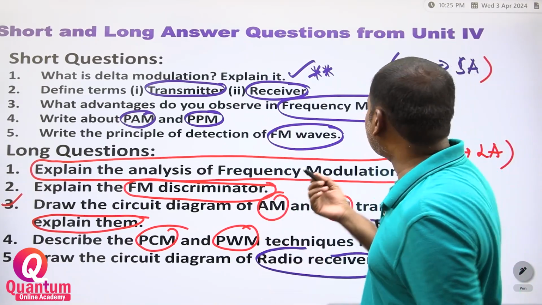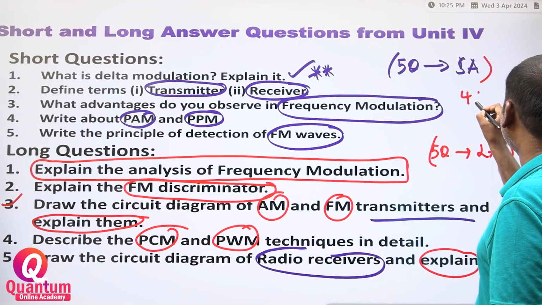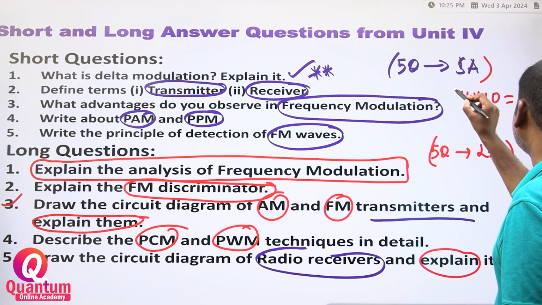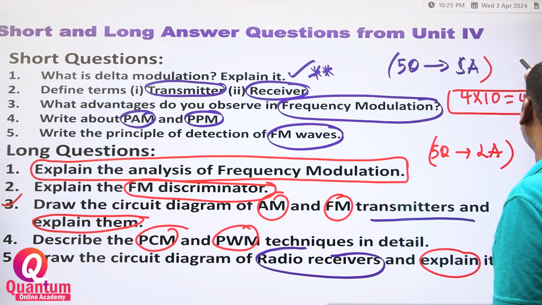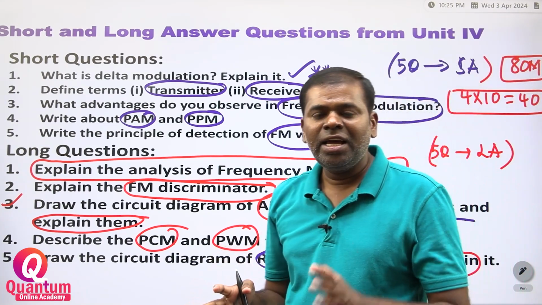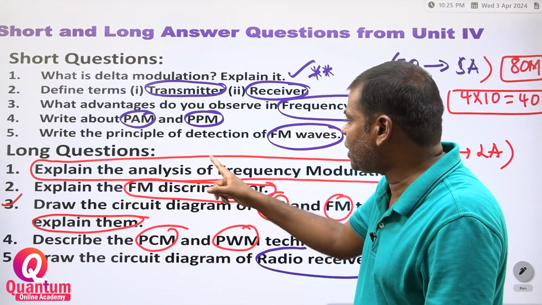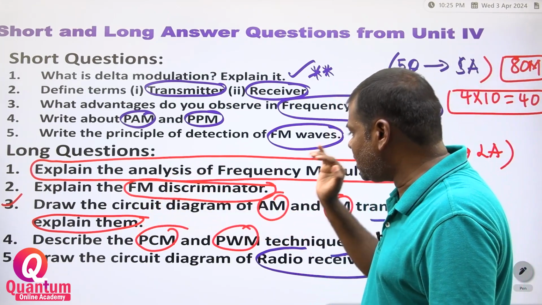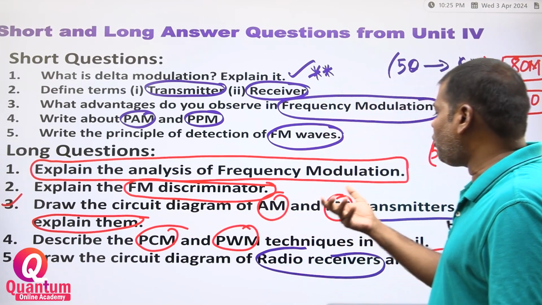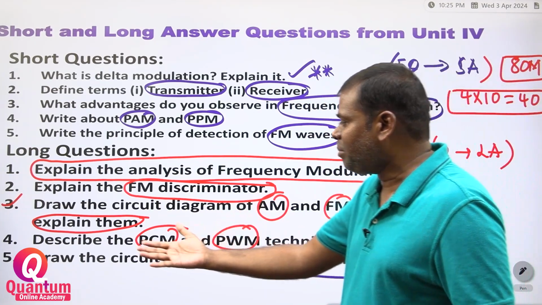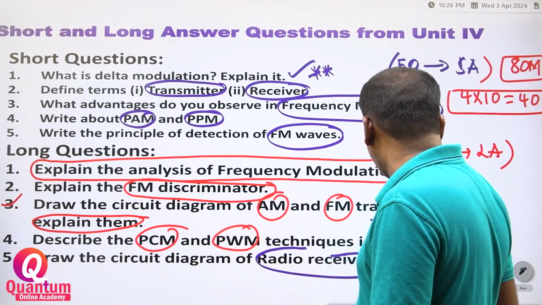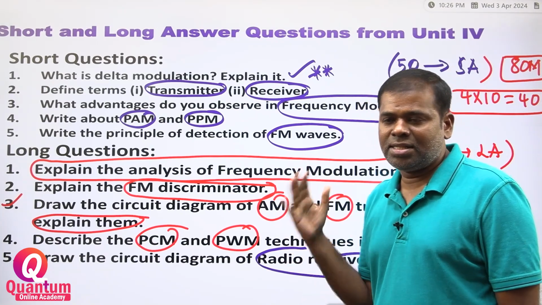Only 5. Total how many questions did I give? For each and every unit I am taking 10, so in total 40 questions. If you read these 40 questions, you will get 80 marks. An 80 marks paper will come from within these 40 questions only. Once again, explain the analysis of frequency modulation, explain the frequency modulation discriminator, draw the circuit diagram of AM, FM transmitters and explain them, describe the PCM, PWM techniques in detail, draw the circuit diagram of radio receivers and explain it. This is the 4th unit.